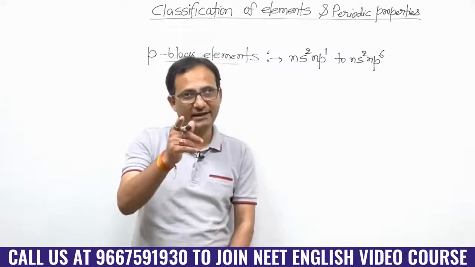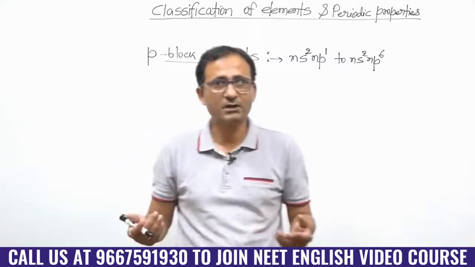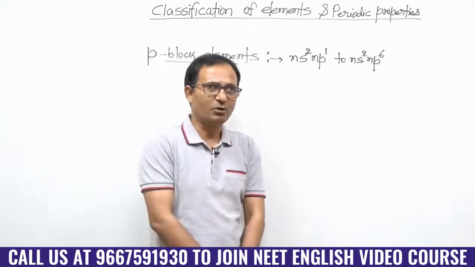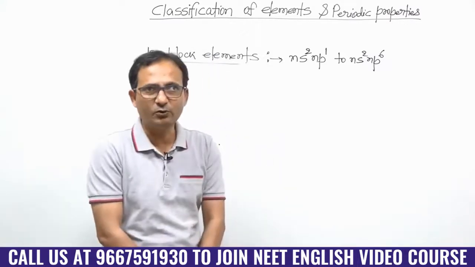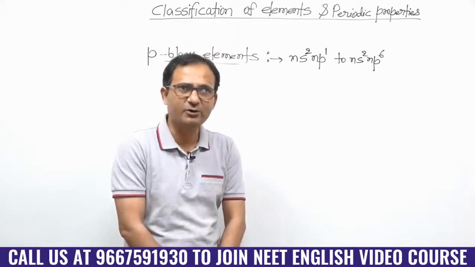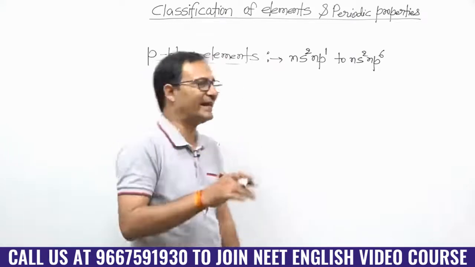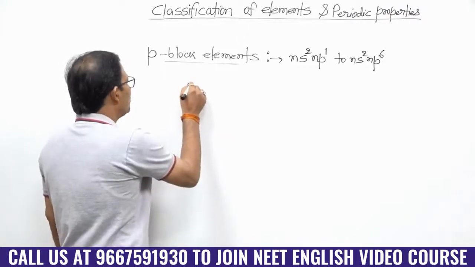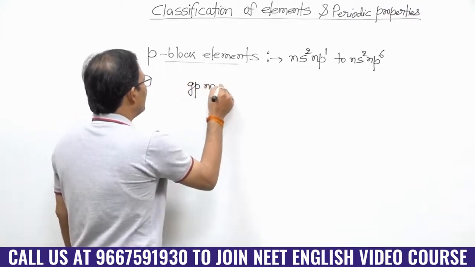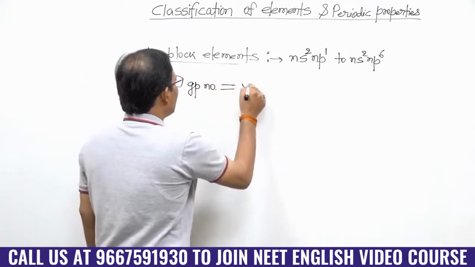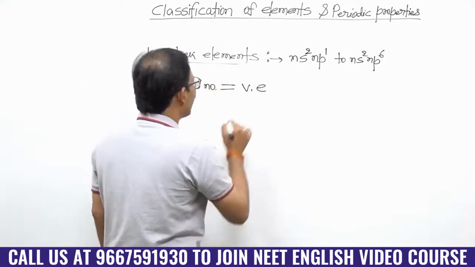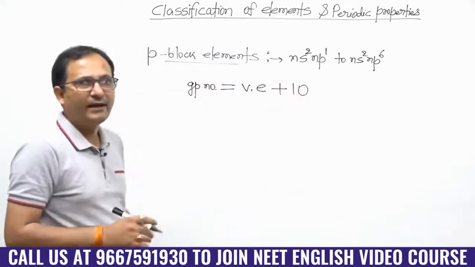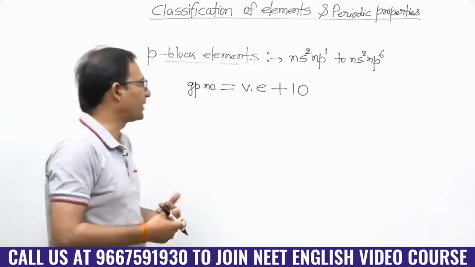And remember one thing here. In case of p block elements, group number is equal to number of valence electrons plus 10. Okay, now take an example.